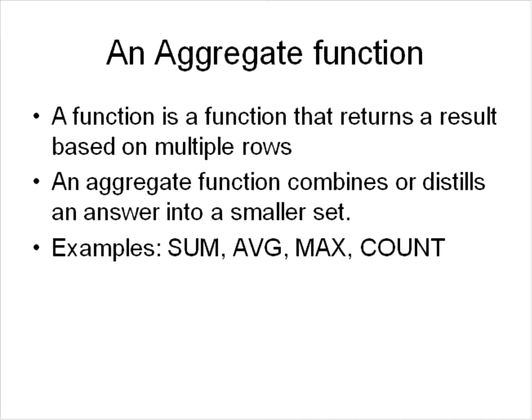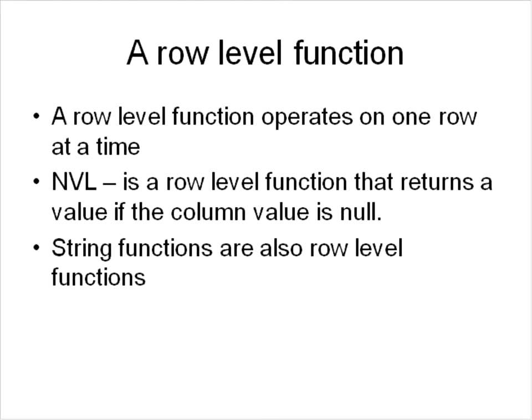When you're finding the max, you're finding the maximum in a particular column, or you're finding the count of that column. So when you're getting one output, or grouping a set of rows to get a result, you are aggregating, or using an aggregate function. Versus a row-level function, which operates on every row, or rather one row at a time.